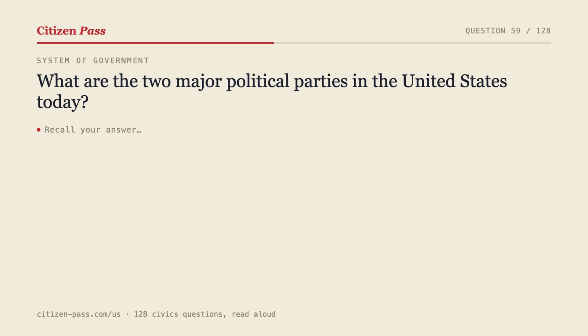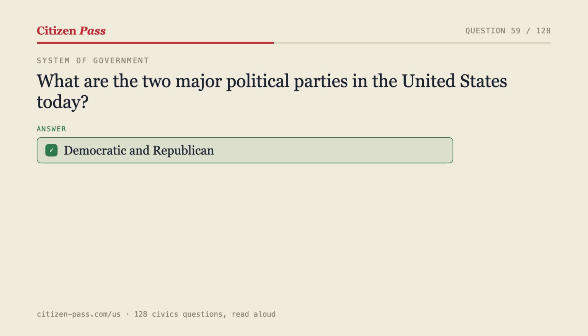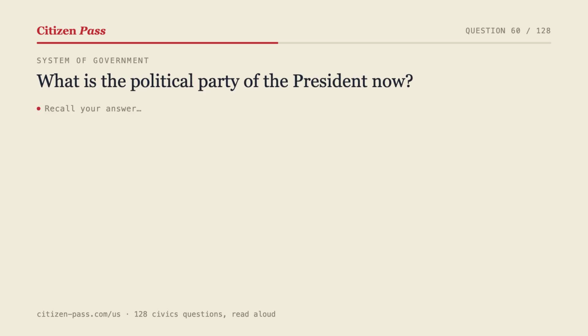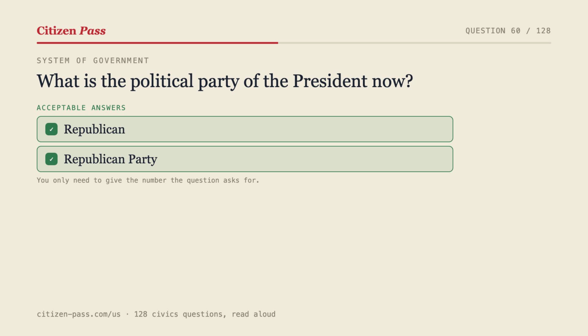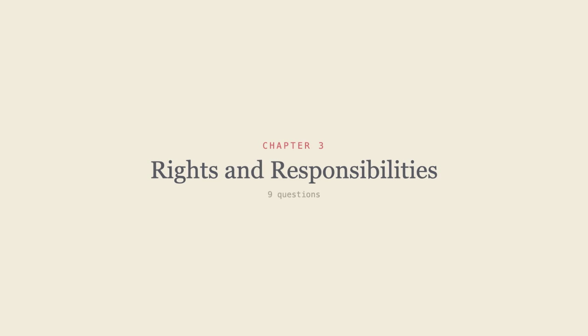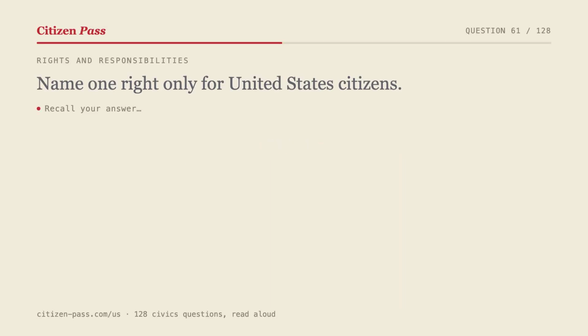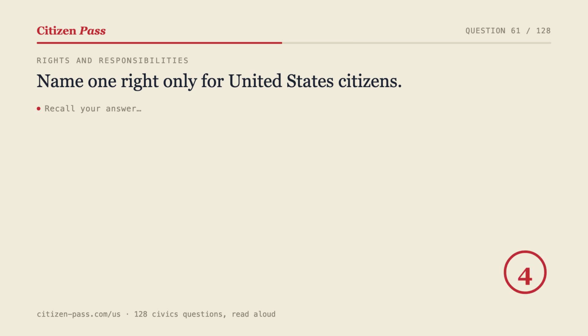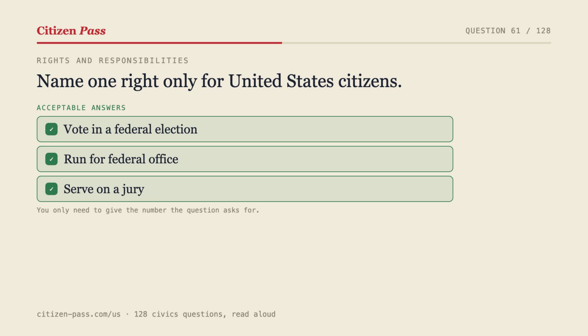What are the 2 major political parties in the United States today? The answer is Democratic and Republican. What is the political party of the president now? Acceptable answers include Republican or Republican Party. Name 1 right only for United States citizens. Acceptable answers include vote in a federal election, run for federal office, or serve on a jury.